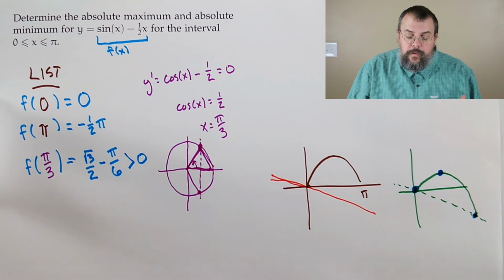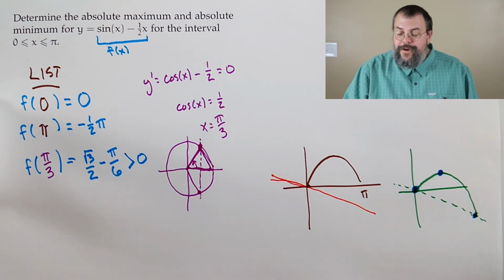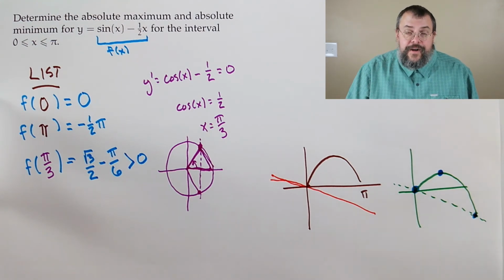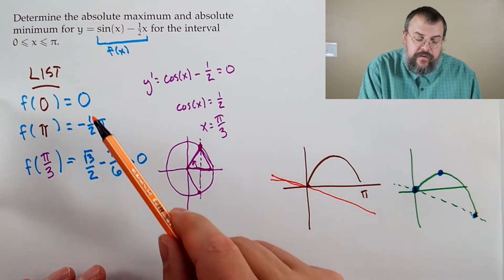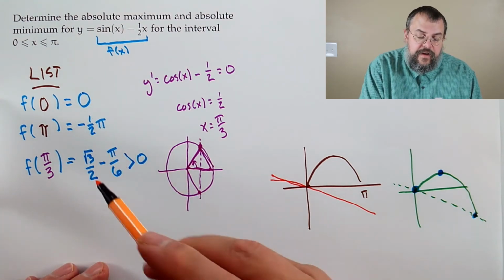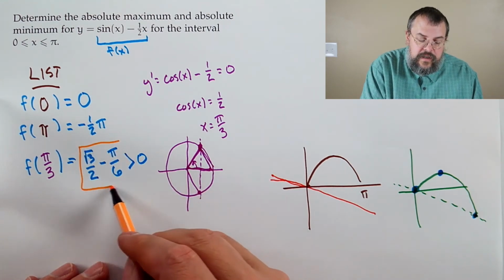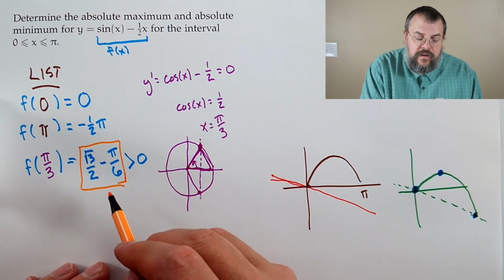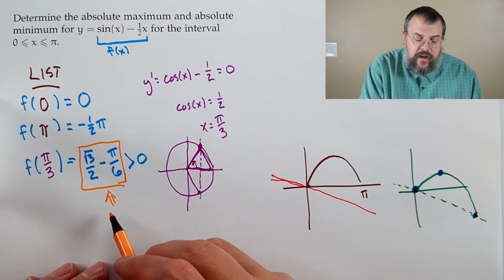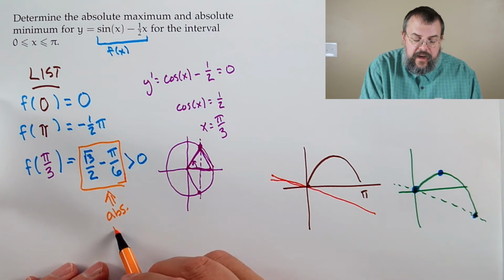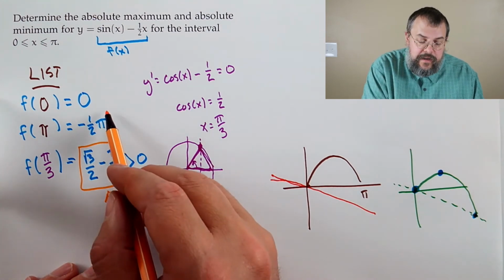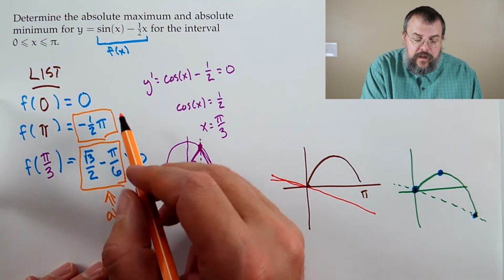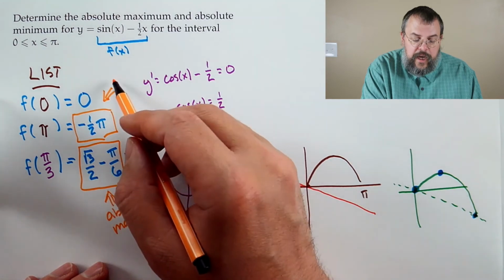Now, let's scan our list. What is our largest number? Well, since this is positive, this is 0, and this is negative, our largest is this value. So this is our absolute max, largest value. Our smallest, well, it would be the negative one. And therefore, this is our absolute min.